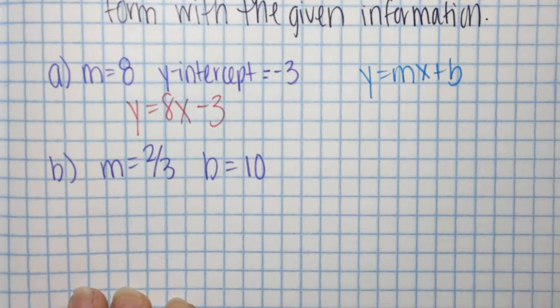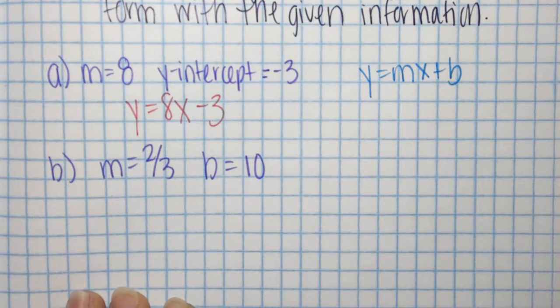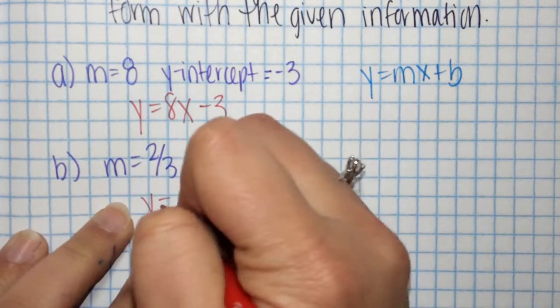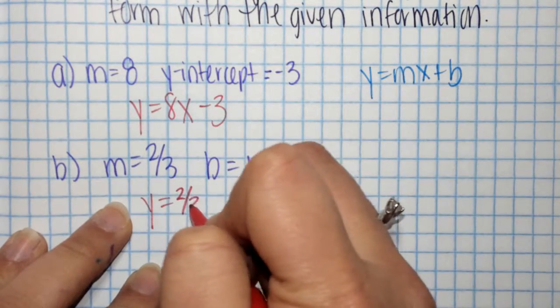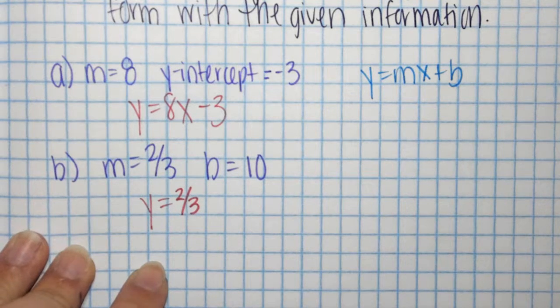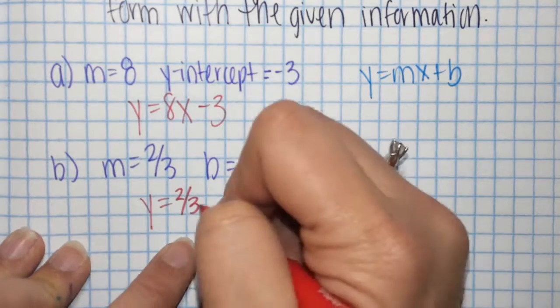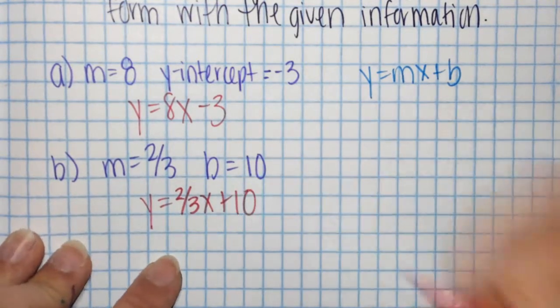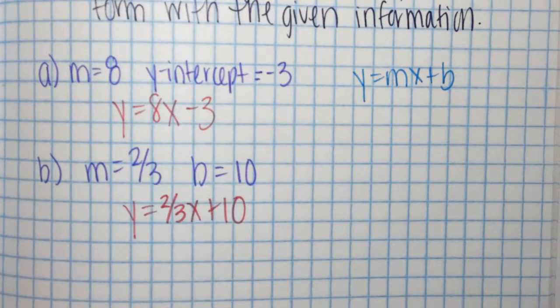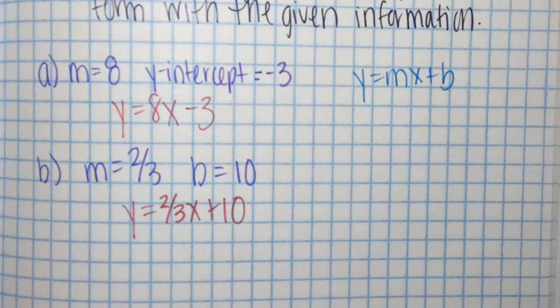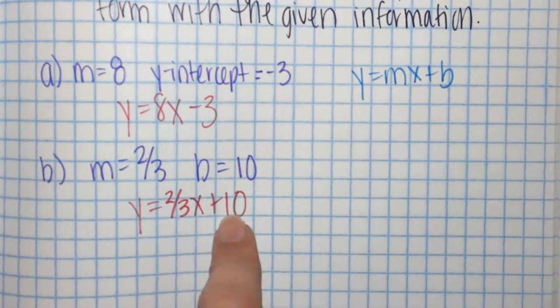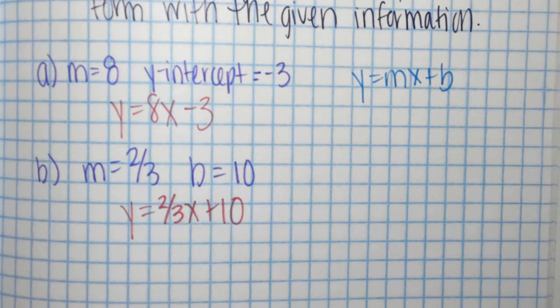Damien, since you were so energetic about this problem, can you please tell me what our new equation is going to be? Y equals 2/3 what? X plus 10. Why is it plus 10 and not minus 10? Because it's a positive 10, so it's plus. Good. Damien, you get a point.